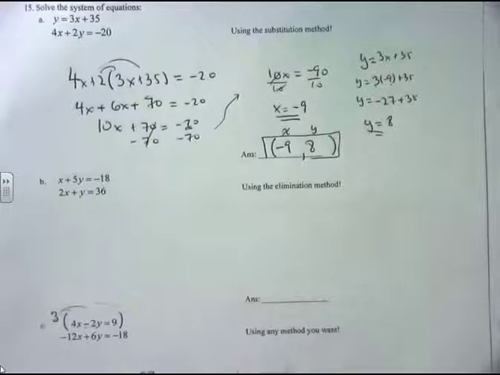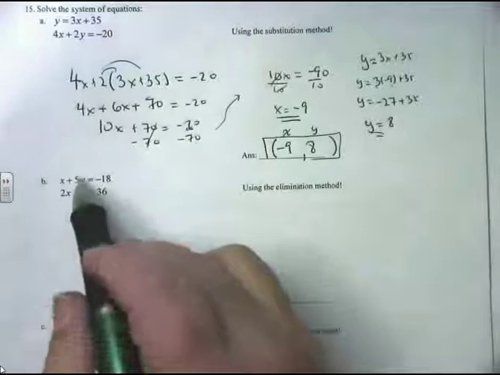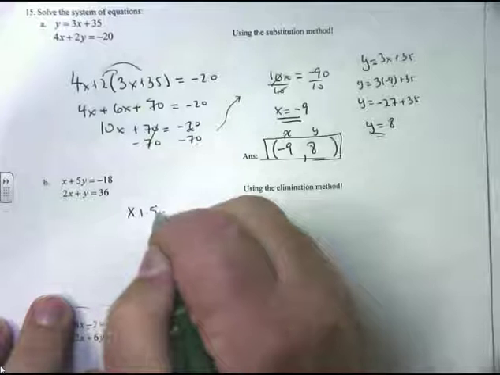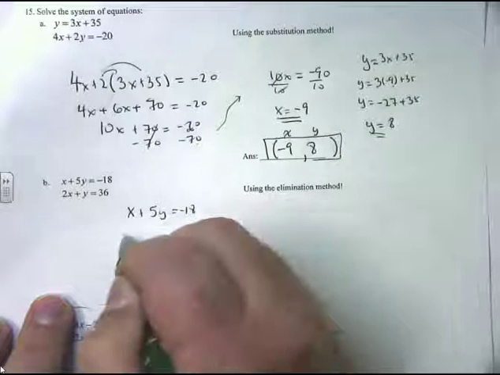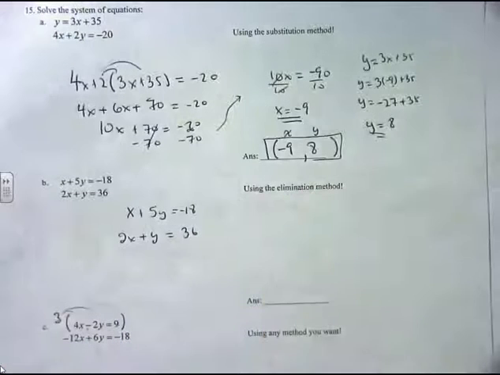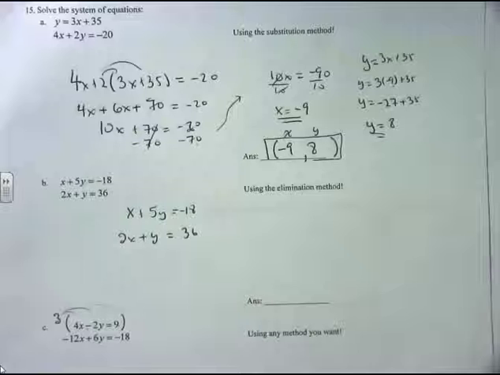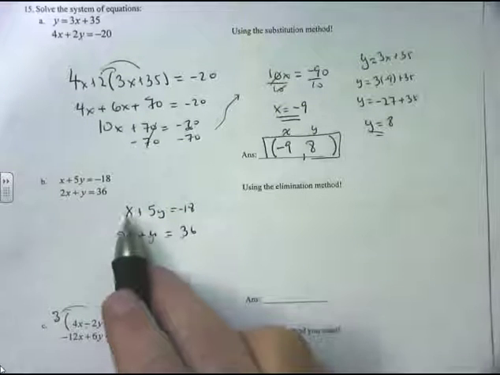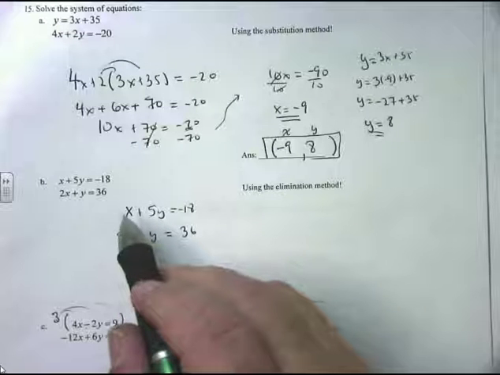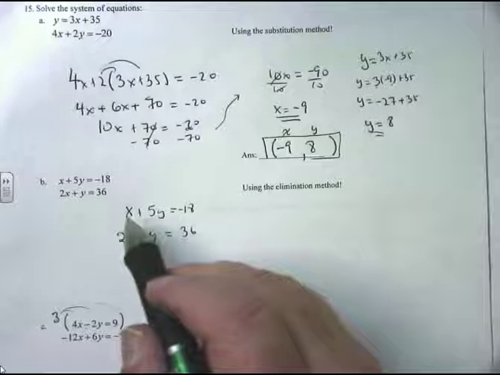This next one, I wanted you to use the elimination method because the variables literally line up. So I have the equations x plus 5y equals negative 18 and 2x plus y equals 36. I want to use the elimination method, so I want to decide which variable I want to eliminate. I think the x will be the easiest, but remember, to eliminate, I want to multiply by a particular constant, and I'll make sure it has the opposite sign.